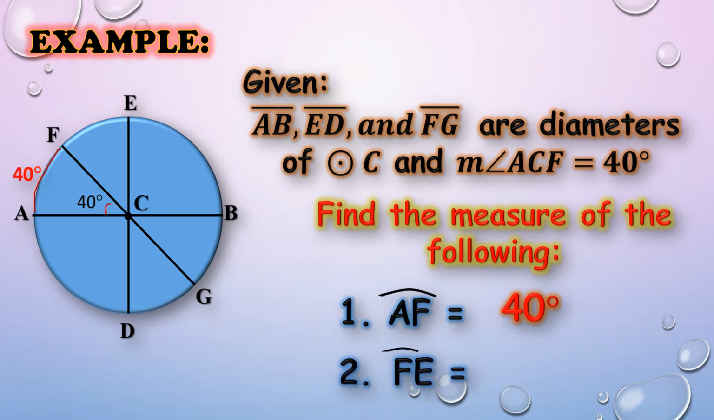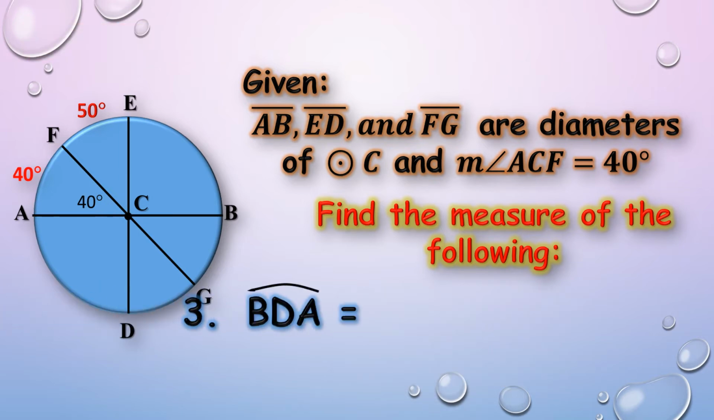Find the measure of arc FE. Okay, so since ACF is a right angle and it divides the semicircle into two, and since AF is 40, therefore FE is, if that is a right angle, then the measure of that is 90 degrees. So 90 minus 40 is 50, the measure of arc FE.